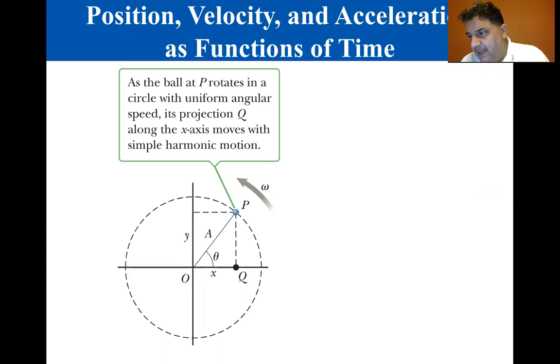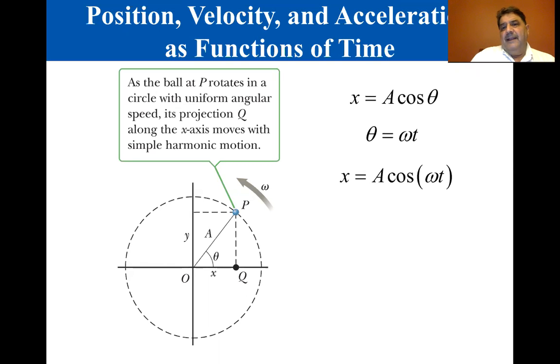From the right triangle OPQ, we see that cosine theta equals x over A. So that means that the x coordinate of the ball is x equals A cosine theta. Because the ball rotates with constant angular speed, we know the relationship between theta and omega, so we can rewrite our expression for x. x equals A cosine omega t.